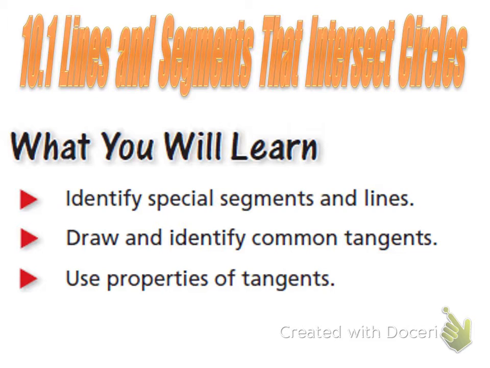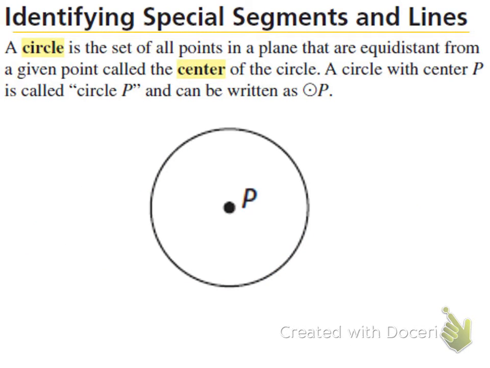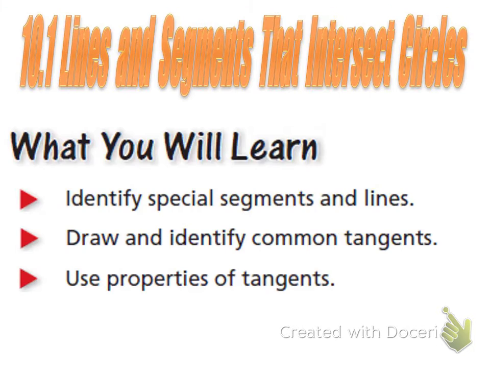Okay. 10.1. If you look, what would you guess that chapter 10 is about? It's about circles. And it is. So we're going to talk about lines and segments. We're going to talk about tangents and then a property of tangents.